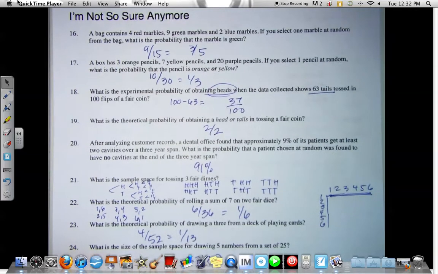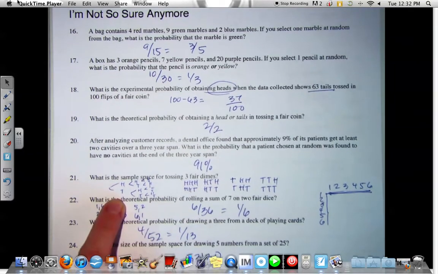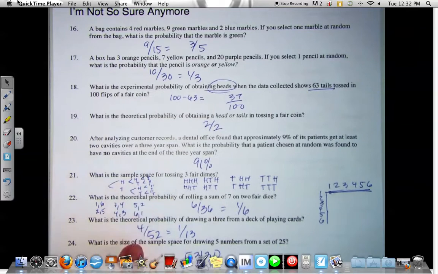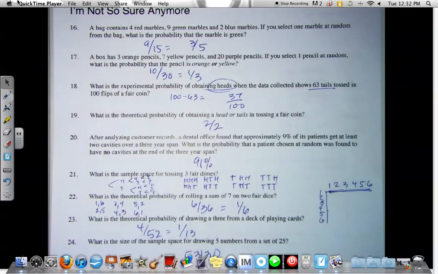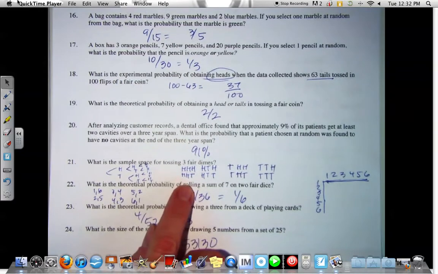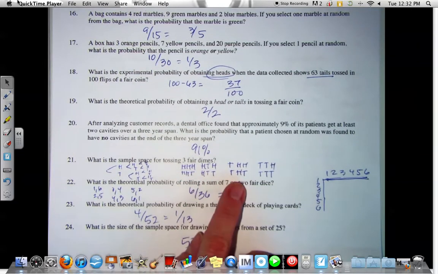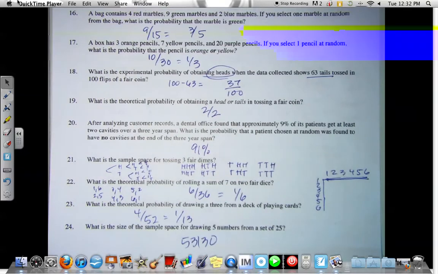21, sample space for tossing 3 fair dimes. So tree diagram. First branch is indicating the first flip, second branch indicating the second coin, and the third set of branches is the third coin. So your total possible outcomes: heads, heads, heads; heads, heads, tails; heads, tails, heads; heads, tails, tails; tails, heads, heads; tails, heads, tails; tails, tails, heads; and tails, tails, tails.